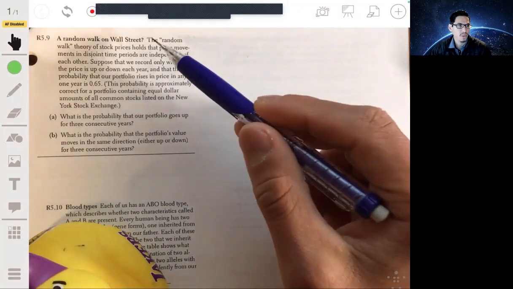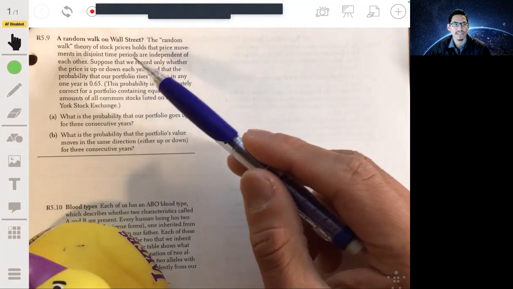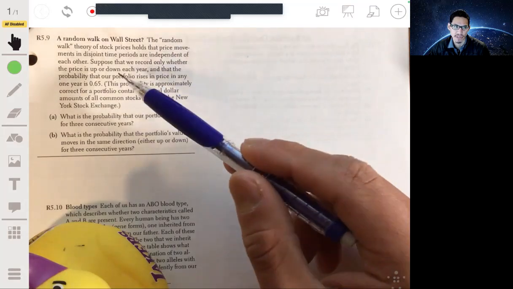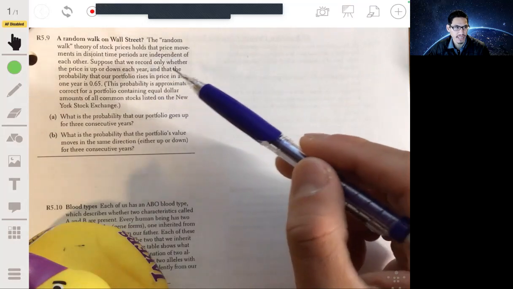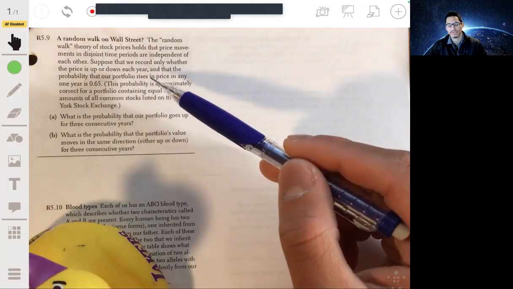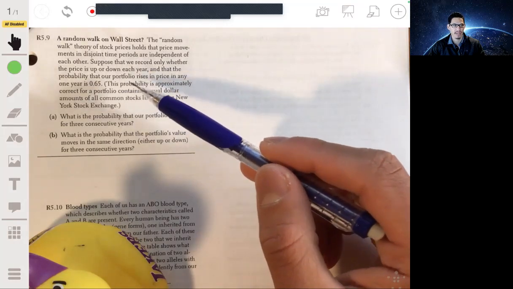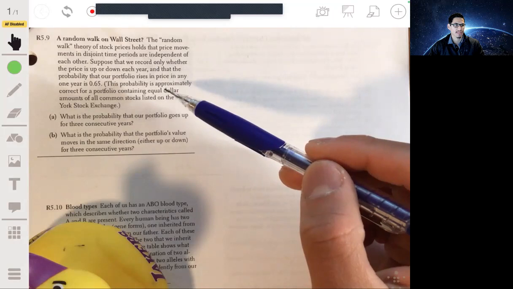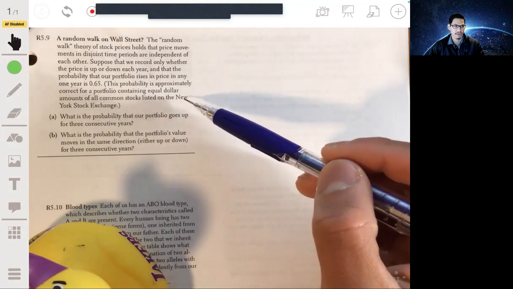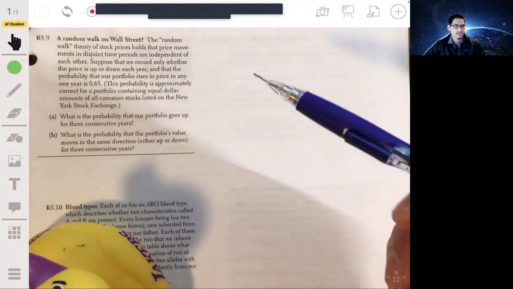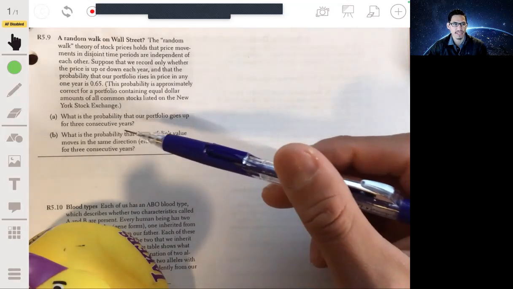Okay, so we have a random walk on Wall Street. It says the random walk theory of stock prices holds that price movements in disjoint time periods are independent of each other. So let's suppose that we record only whether the price is up or down each year, and that the probability that our portfolio rises in price in any given 1 year is 65%, or 0.65. This is the probability that's approximately correct for a portfolio containing equal dollar amounts for all common stocks listed on the New York Stock Exchange. So the first question is asking what's the probability that our portfolio goes up for 3 consecutive years?